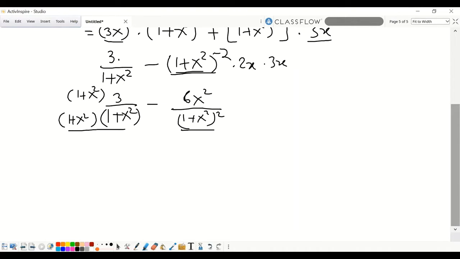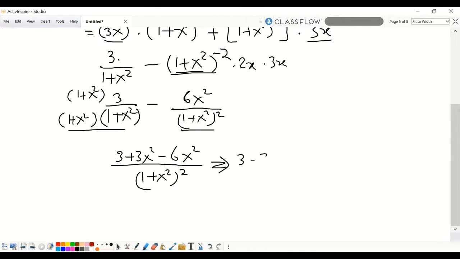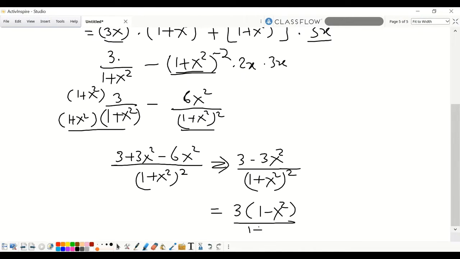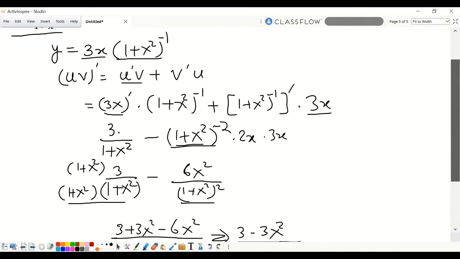Now, this denominator and this denominator are exactly the same. So, I will expand the numerator of the first part first: 3 plus 3x squared minus 6x squared over (1 plus x squared) squared, and finally that gives us 3 minus 3x squared. Okay, let's take 3 common here. This means (1 minus x squared) on the left-hand side and (1 plus x squared) squared. If you would have used the quotient rule in this, exactly the same answer would be achieved. I just wanted to use a different method.